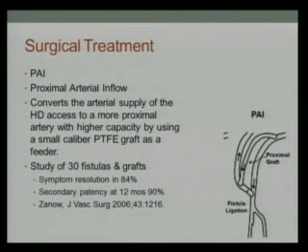And another procedure is the proximal arterial inflow. And essentially they do the same thing. Here's the fistula. They ligate it here to prevent the arterial, you know, the steal, to prevent that retrograde flow. Then instead of coming to the distal artery, they bring the arterial supply from the proximal artery. And then that supplies the fistula. You keep the fistula open. There's a study of 30 fistulas and grafts. The symptom resolution occurred in 84%, and secondary patency at 12 months was 90%. So this is pretty good.